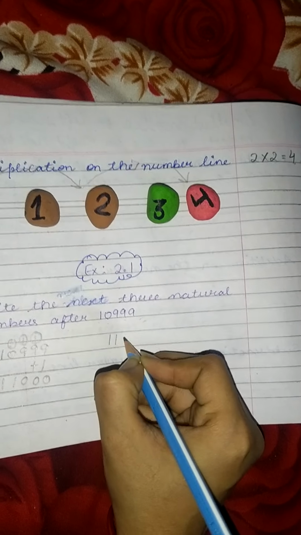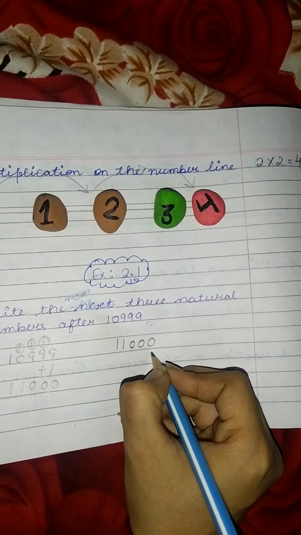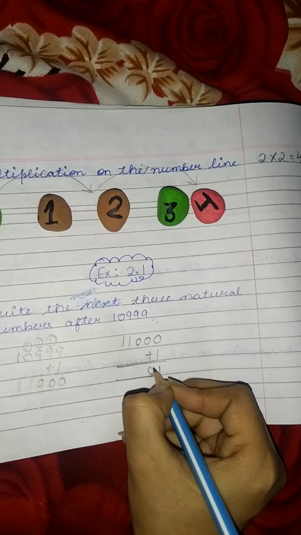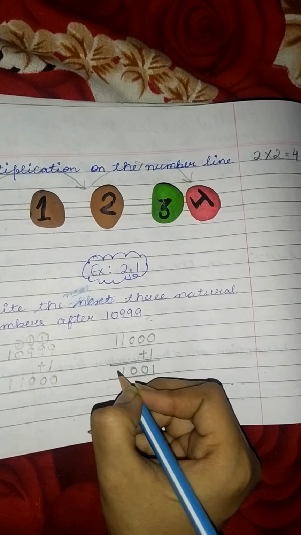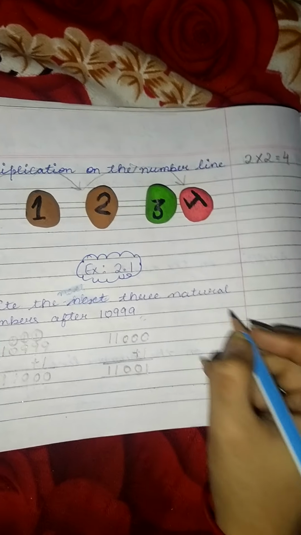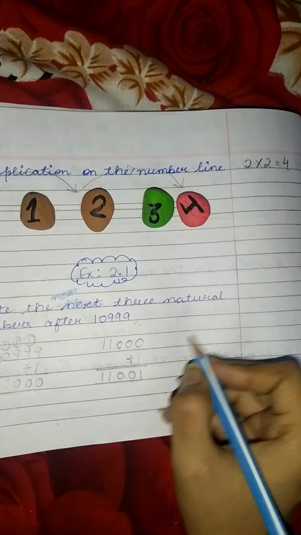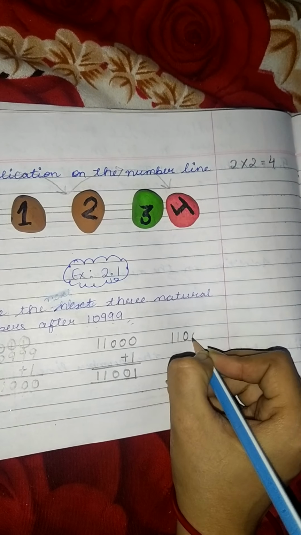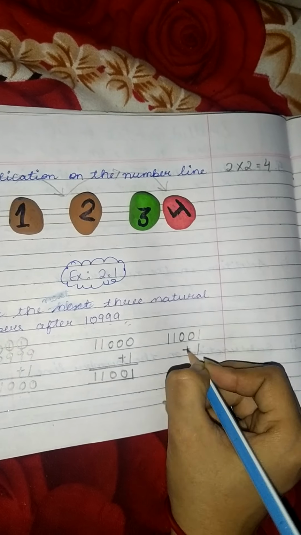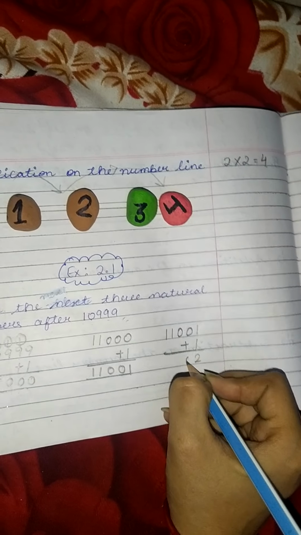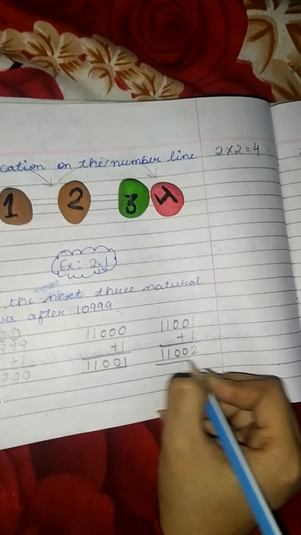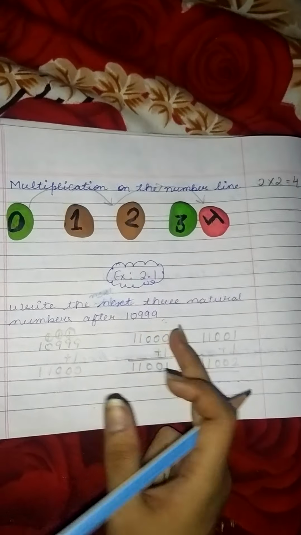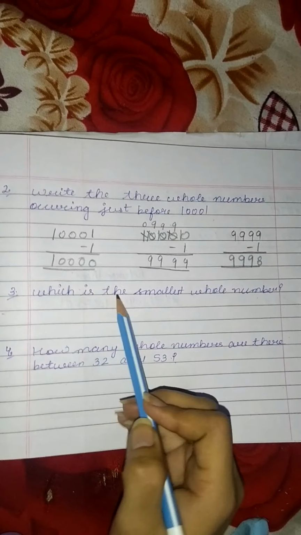Next is 11,000. Now adding 1 again, we have 0 plus 1, 1, brought down the zeros as they are, and 1 as it is. This is the next natural number. Next, the third natural number is 11,001. By adding 1, we have 1 and 1, 2, brought down 0 as it is, and 1. So these are the three next natural numbers after 10,999.